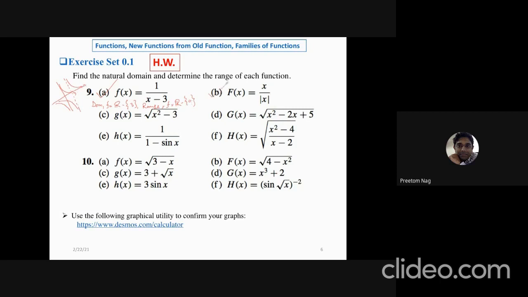How about b? What will be the domain and range for b? So domain will be all real numbers except 0. It's 0 because if we put 0 here, then 0/0 is an indeterminate form. Okay, 0/0, infinity by infinity, they are indeterminate forms. So 0 will be excluded here. How about the range?